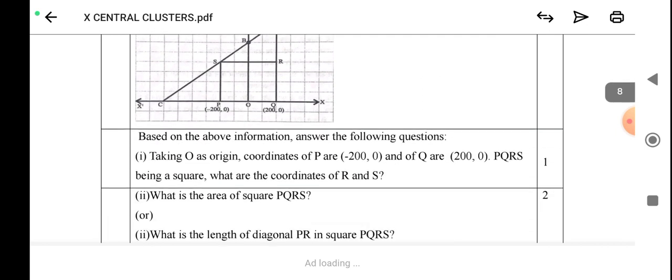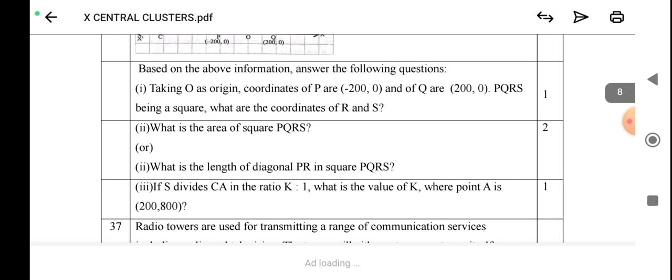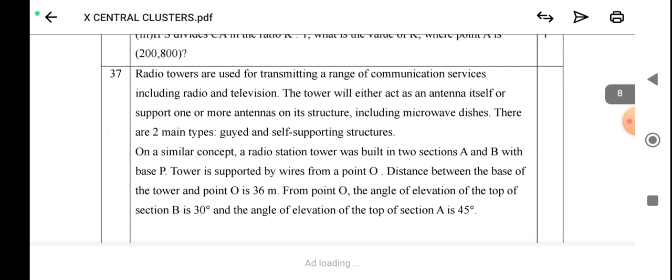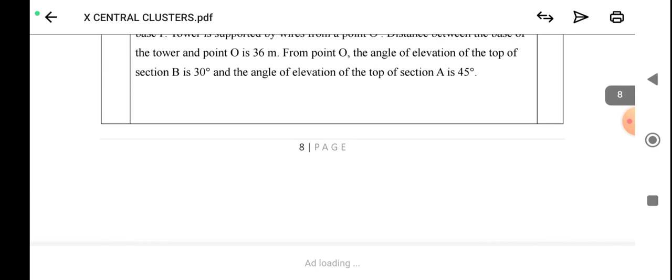Diagram is given. Based on the above information, taking O as origin, PQ. This question has been asked in the board. Yes, same question. CBSE board question, children. Then 37th, radio towers are used for transmitting the range of communication.